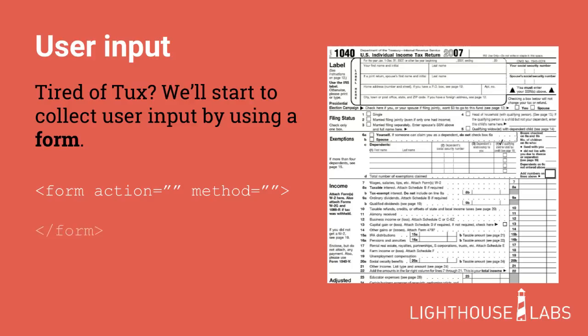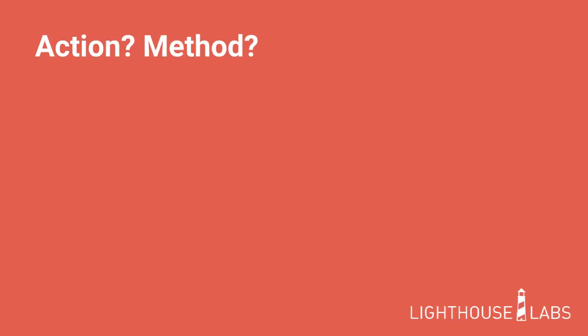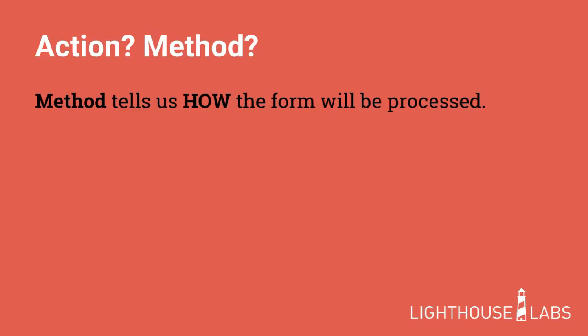And of course, just as with all HTML, make sure that when you're writing these things, you close it off with that closing tag. So action and method, these are the two attributes that we're talking about here. The method tells us how the form will be processed. There's, I was going to say 4, but there's 5 methods. There's get, post, delete, put, and patch.